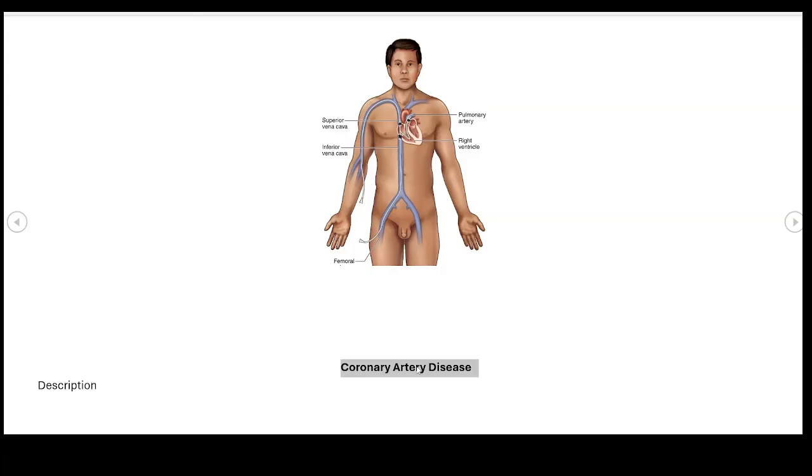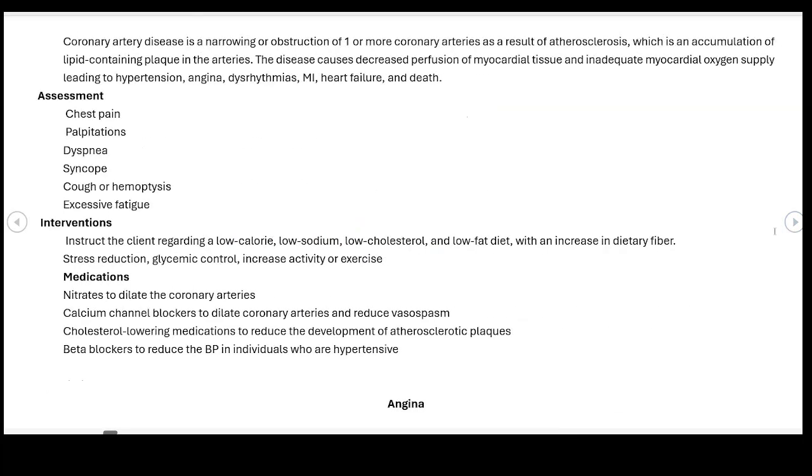When that happens, it will be very difficult for blood to move towards the heart. And so the demand for oxygenated blood, oxygen, will not be able to be met. And that is what we call coronary artery disease. So let's look at what it is.